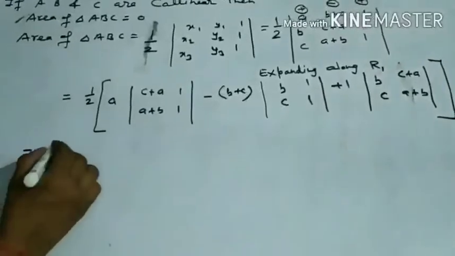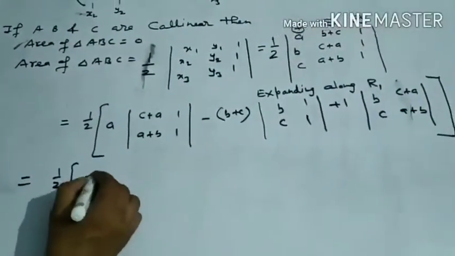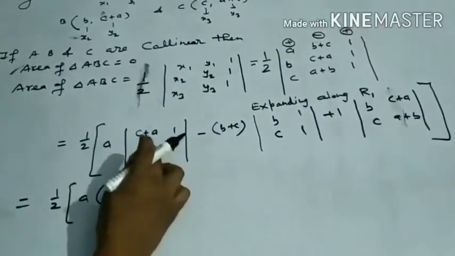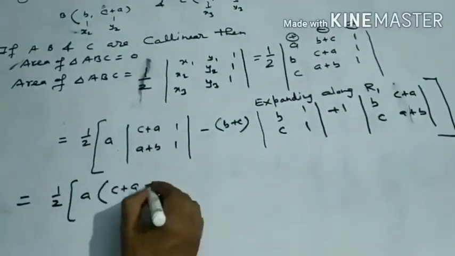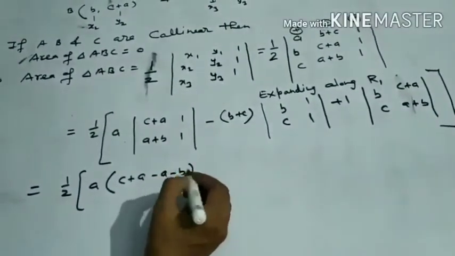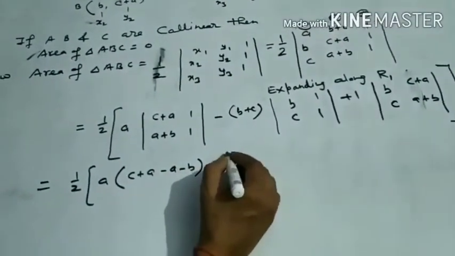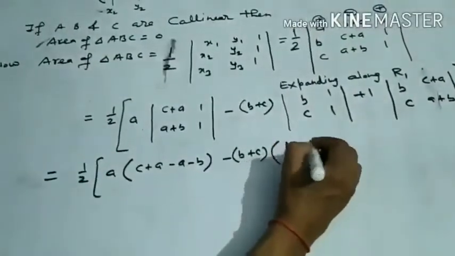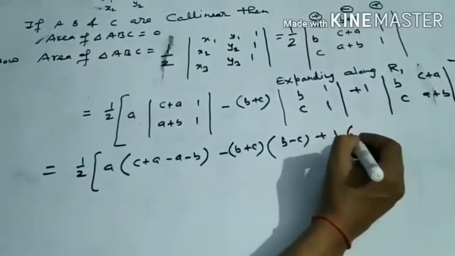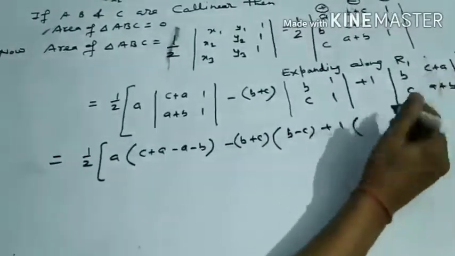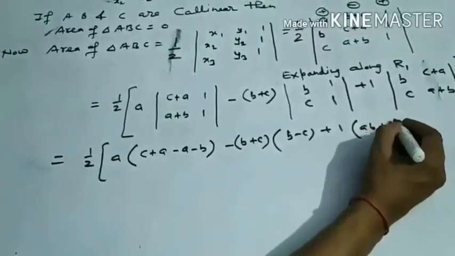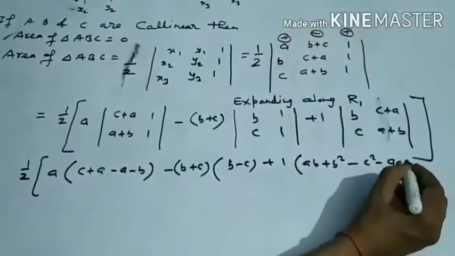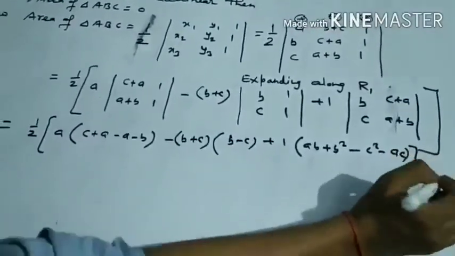After that you have to see this is 1 by 2, here A, we are going to apply cross multiplication. So this is C plus A, and then 1 multiplied by this with minus sign, so minus A minus B, and here this is minus B plus C, and then B minus C, here 1, and then after this, this multiplied by this means AB plus B square minus C square minus AC. This we will get.